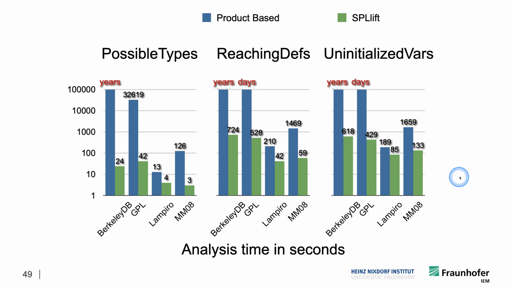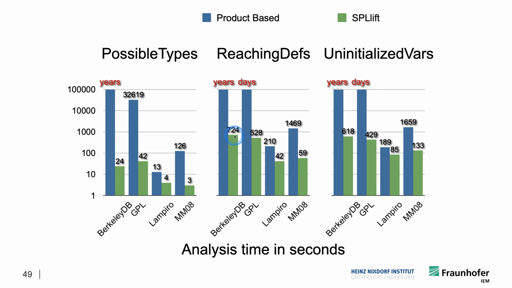So in some cases, maybe not so much, right? So here we brought it down from 189 seconds to 85. That may not matter that much to you, but Lampiro also has very few configurations, very few features. But in particular, for the benchmarks where it really mattered, like Berkeley DB and GPL, where the analysis typically would have taken days or even years, this now goes down to several seconds or minutes in the worst case, right? So here, it still scales dramatically better than it did before.